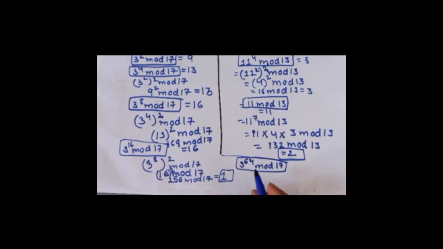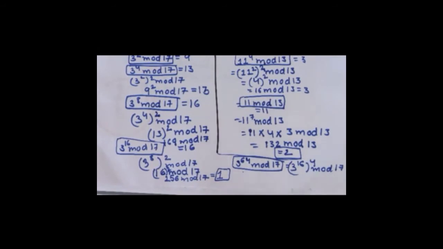Right. Now, how can you write 3 to the power 64? You can write 3 to the power 64 as (3 to the power 16) to the power 4, mod 17. Any problem here? Now the value of 3 to the power 16 mod 17 is 1. Just now we found that out. So the answer is 1. Very simple. 1 to the power 4 mod 17 is what you have to find, and the answer to this is also 1.